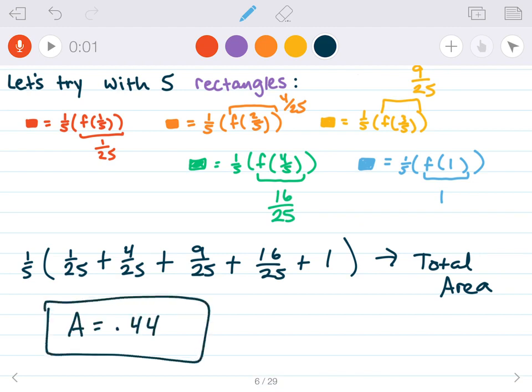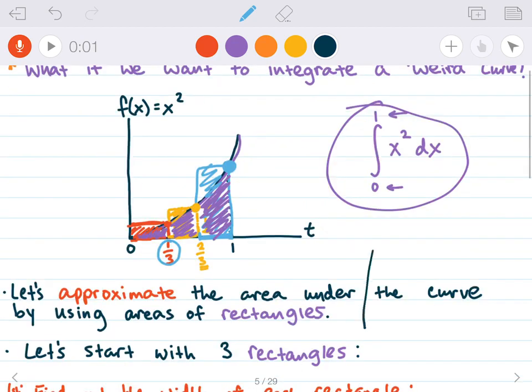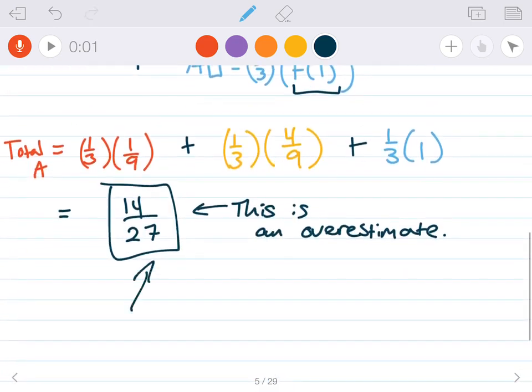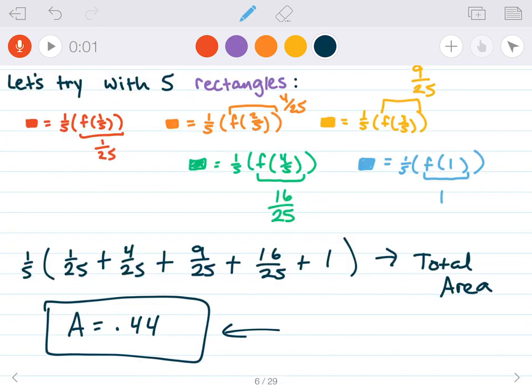The big point here is that this was a better approximation than the last one. And why? It's because we used more rectangles. We're getting closer to the actual area under the curve. Now, where do you think we're going with this? I'm going to show you where we're going with this.